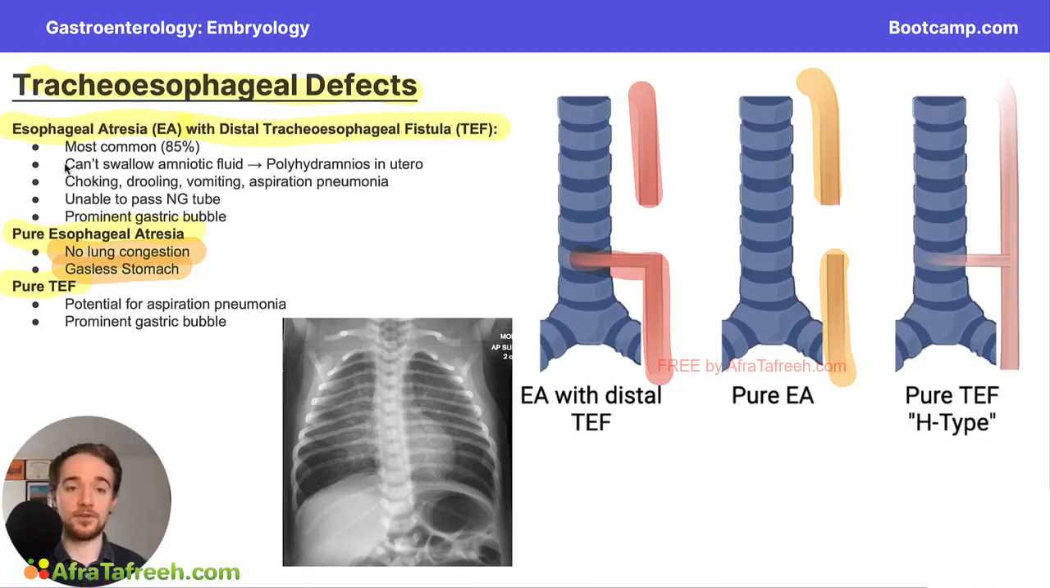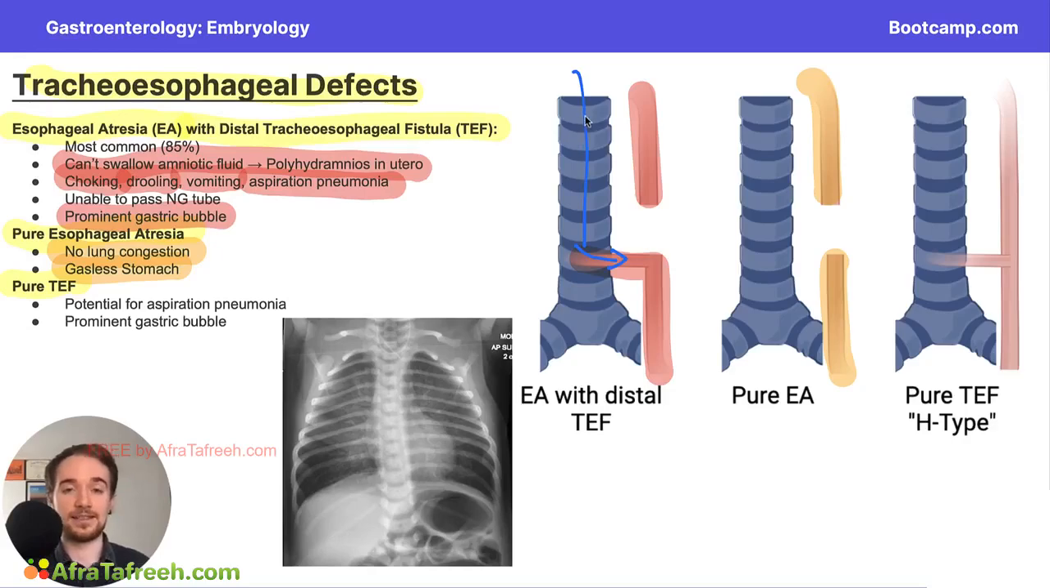That's going to result in a few different things, including, again, the inability to swallow amniotic fluid, resulting in polyhydramnios in utero. And then when the baby is born, the baby is going to be choking because it, again, has nowhere to put any saliva, drooling, vomiting, and also has a risk for aspiration pneumonia due to that distal attachment to the trachea. Because the trachea is connected to the esophagus, there's going to be a very prominent gastric bubble. Why is that? Because as air enters down through our trachea, it's going to be able to enter into the stomach via this distal fistula.